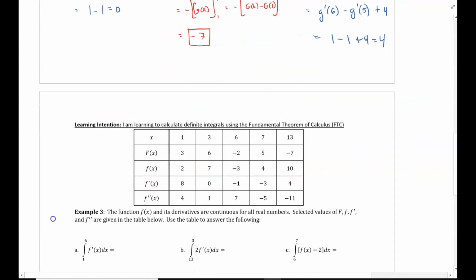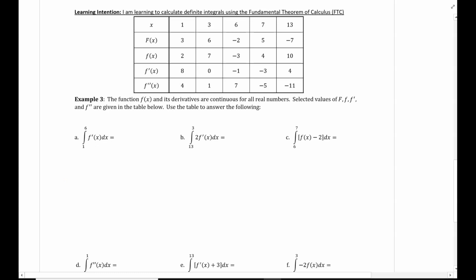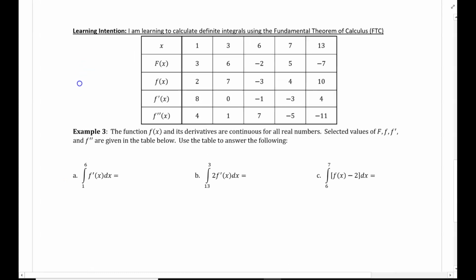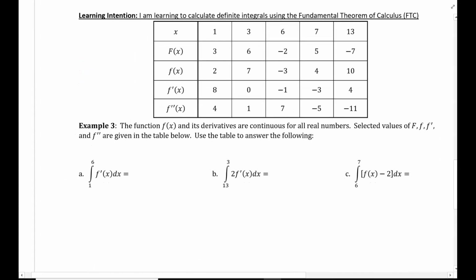Let's go ahead and move on to some tabular examples. So another method that you could see the fundamental theorem of calculus arranged on the AP exam. They say the function f of x and its derivatives are continuous for all real numbers. Selected values of f prime and f double prime are given in the table above. Use the table to answer the following.